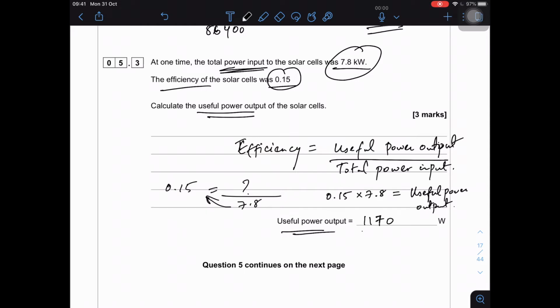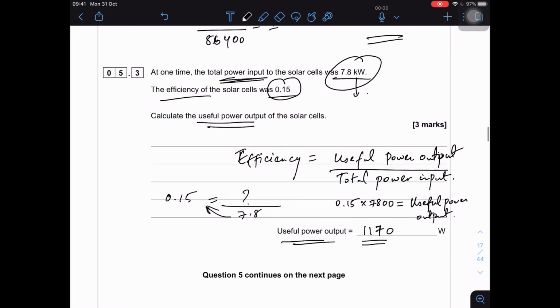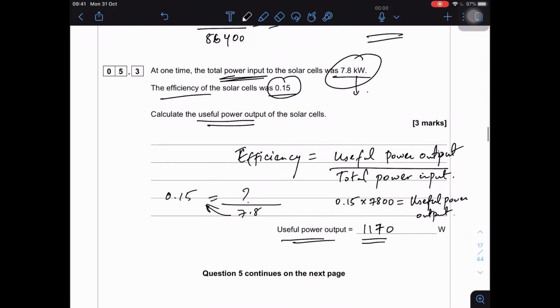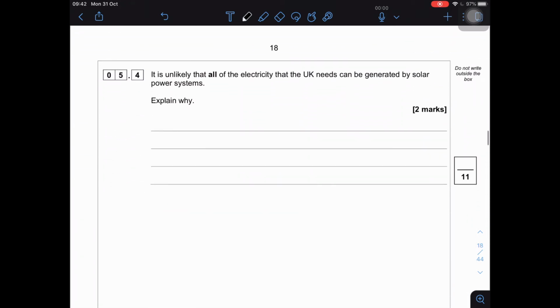Now the question is, how did I get 1170? Because I put 7.8, which is kilowatt. You need to convert this into watt, so you need to make it 7800. So you need to convert kilowatt to watt. 0.15 times 7800, which will be the useful power output. So always make sure that you convert kilowatt to watt. All right.